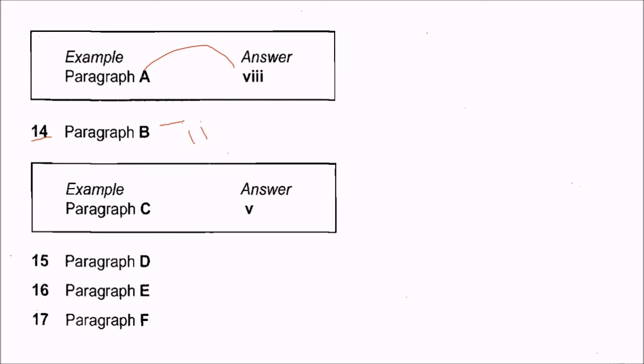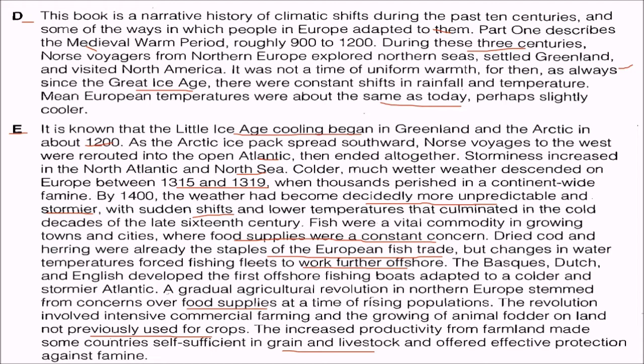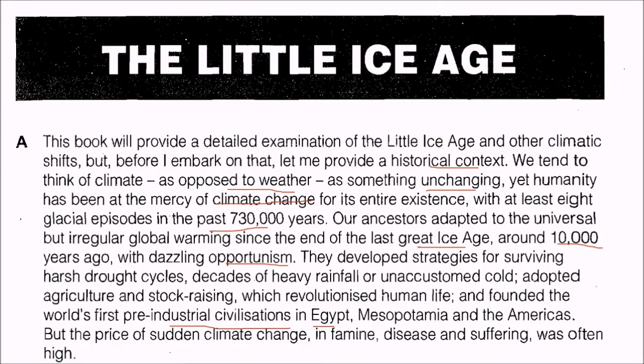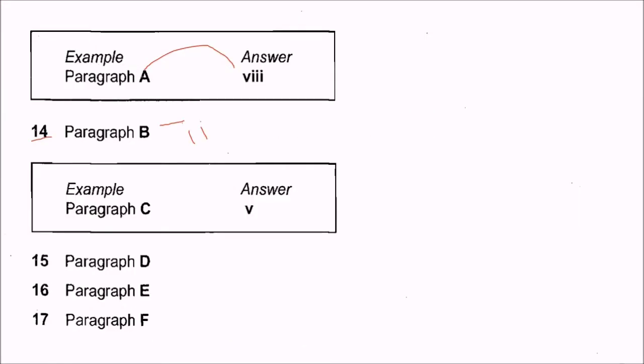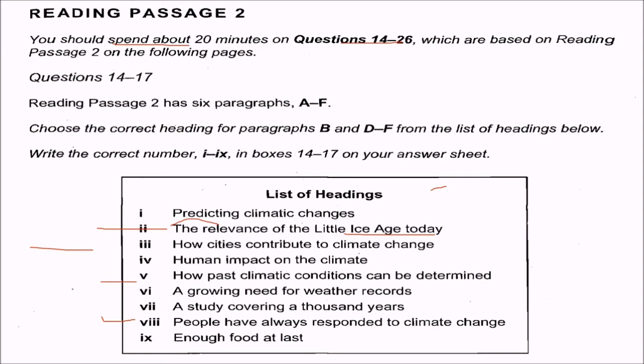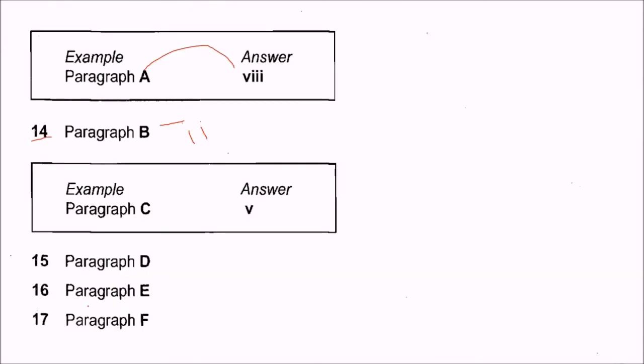Then paragraph D, if you go through D again, this is what it was. So please read it once again, and we'll try to provide the heading. So paragraph D will be our 7th, a study covering 1,000 years. This would be VII. That is the 7th one.